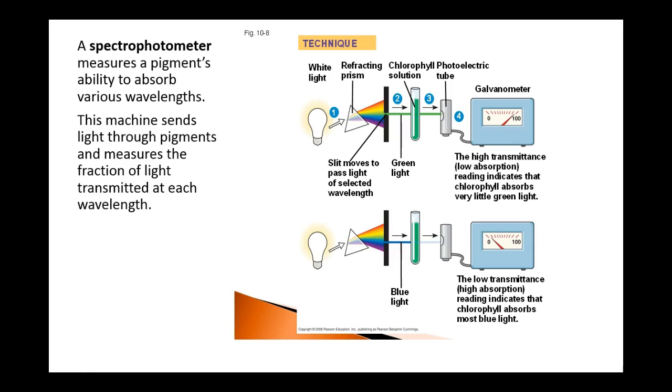So how much of that light is transmitted? If it's not transmitted, it must have been absorbed. So this will give the readout the idea of what pigment is actually in there, what pigment is working to absorb that energy.